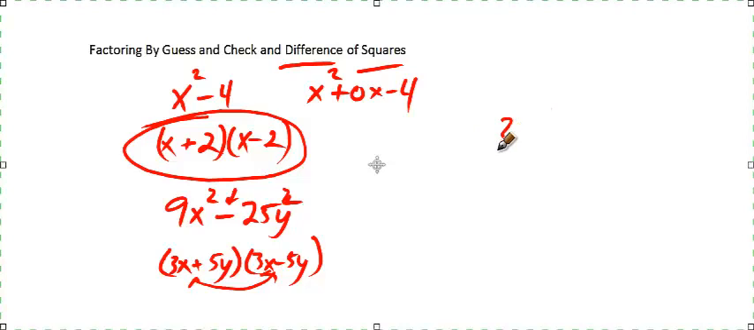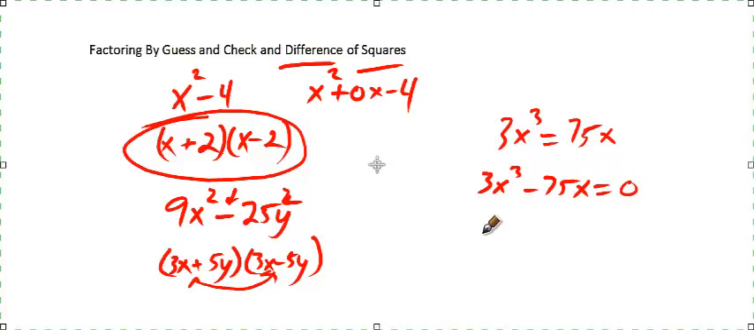So let's say we've got 3x cubed equals 75x. Okay, at first this doesn't look at all like these last couple of problems. Well, when you're solving, first rule of solving, set it equal to 0. So 3x cubed minus 75x equals 0. First rule of factoring, let's take out a GCF. So you can take a 3x out, leaving us with x squared minus 25.